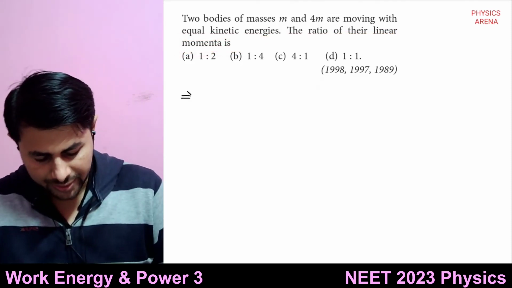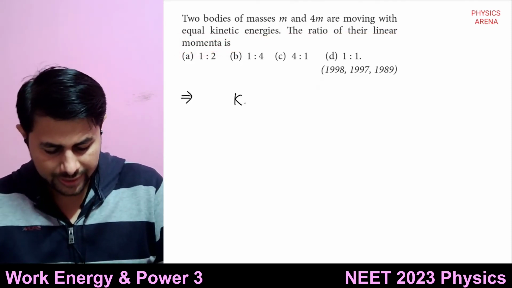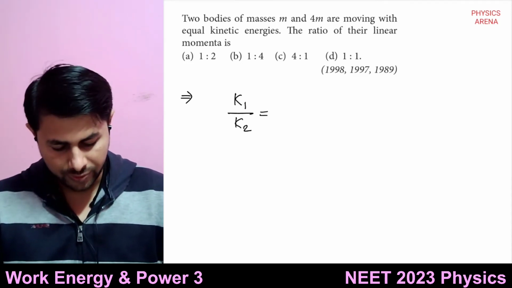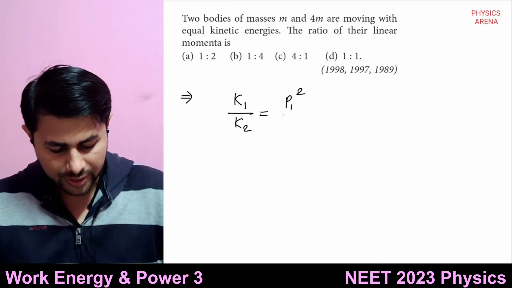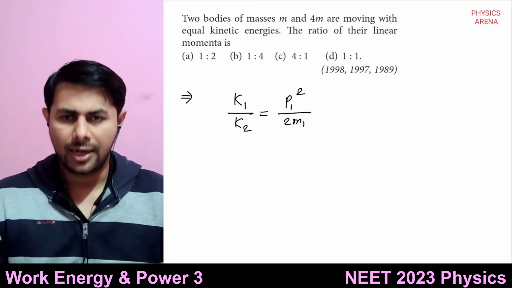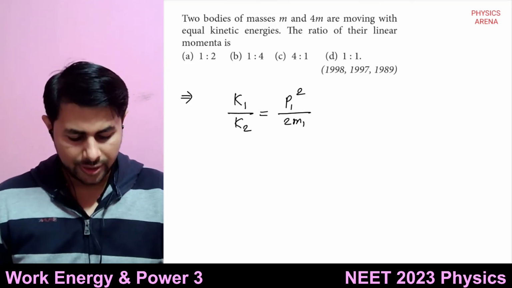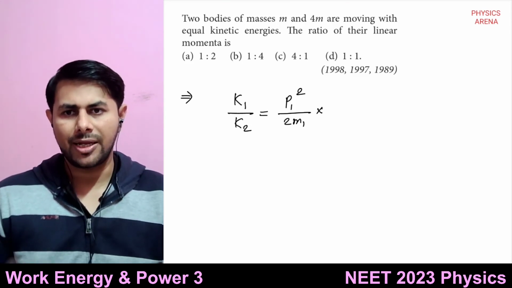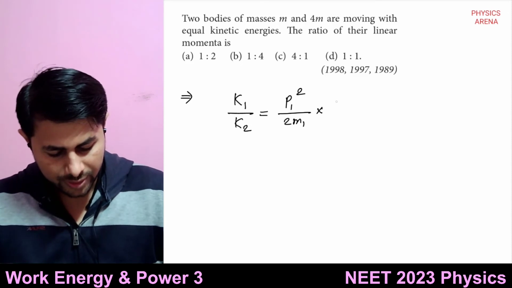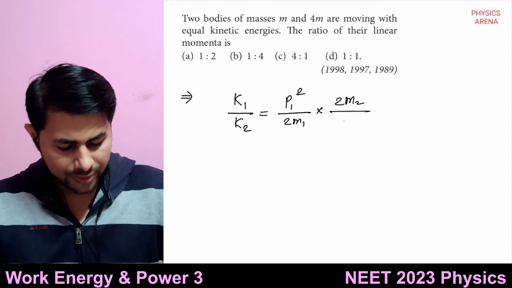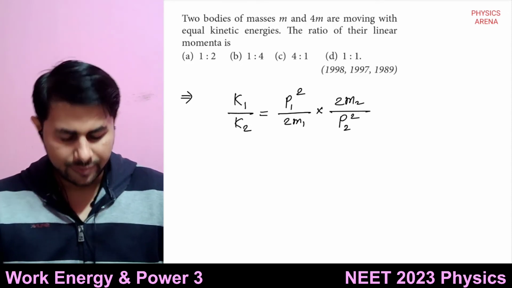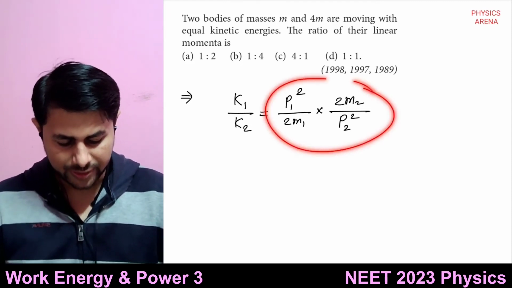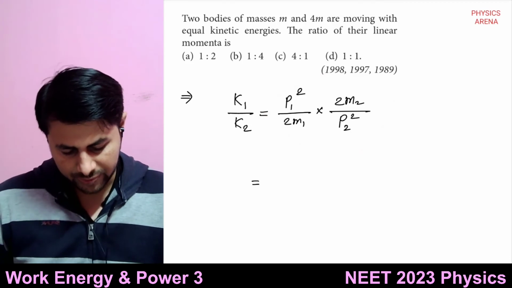So again, we'll use kinetic energy, K1 is to K2 equals P1 square upon 2m1. And we'll use this a lot: dividing by something is equal to multiplying by its reciprocal. So 2 times m2 upon P2 square. Okay, so this will simplify the process.